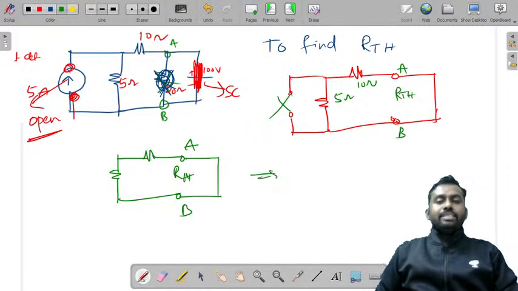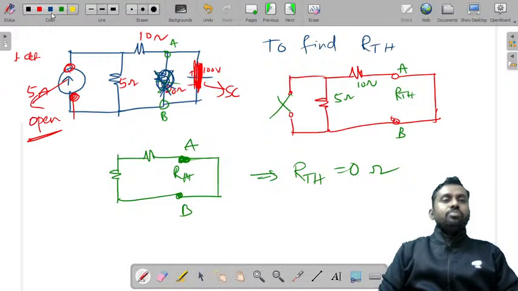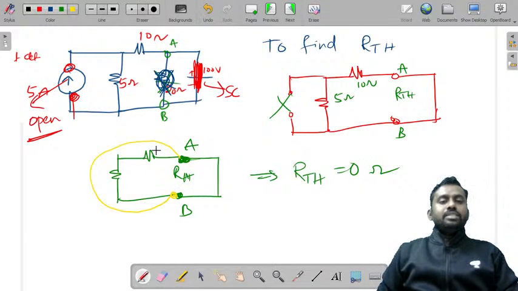Now what does this imply? This implies the Thevenin's resistance is 0 ohms because there is a short circuit here. That means you can also make this short circuit across these two terminals. That means these two are short. This is 5 ohms, this is 10 ohms. If you observe, this is a short.